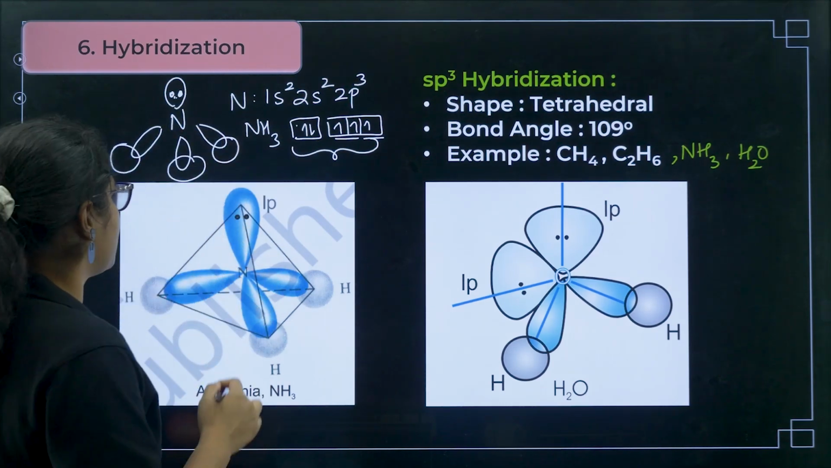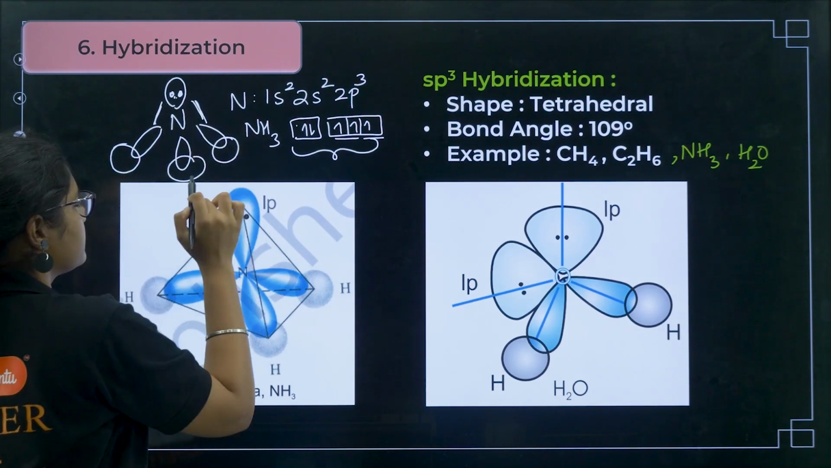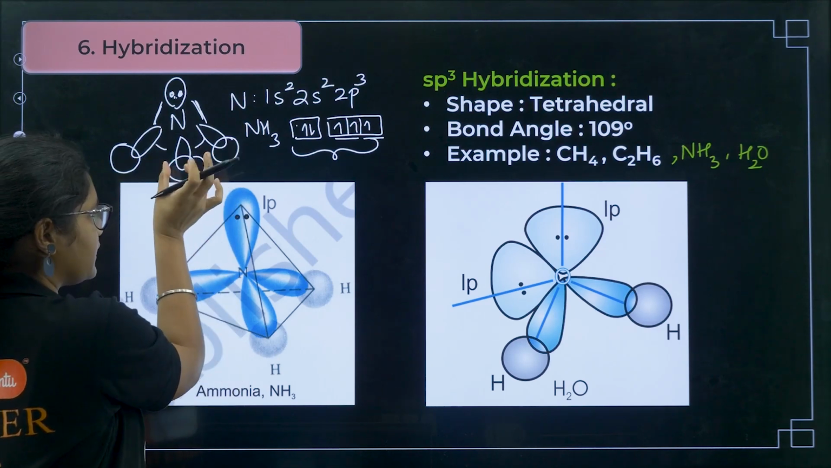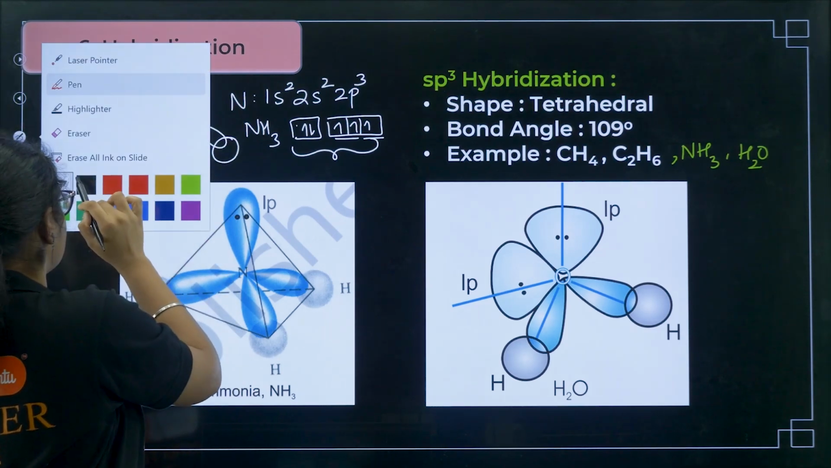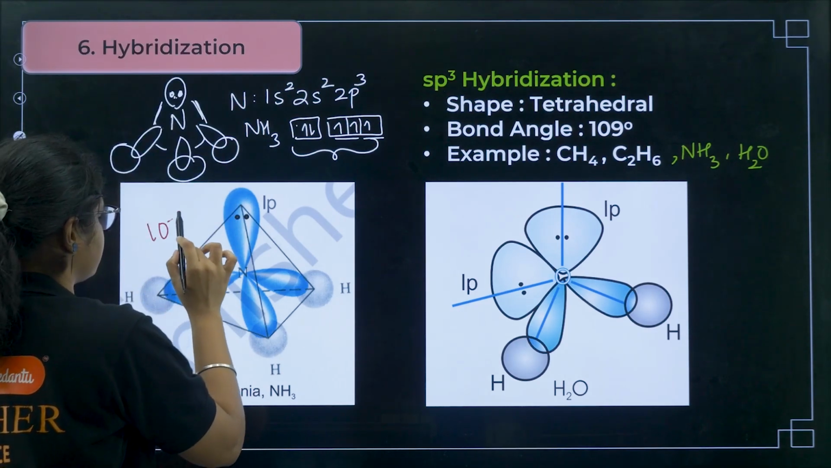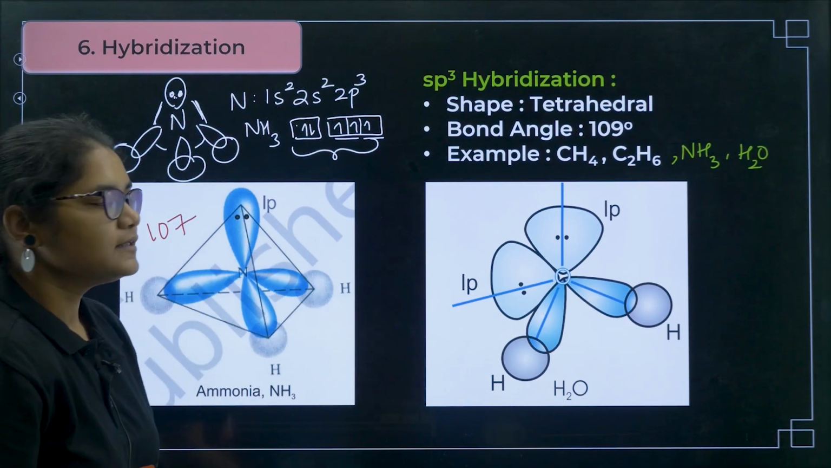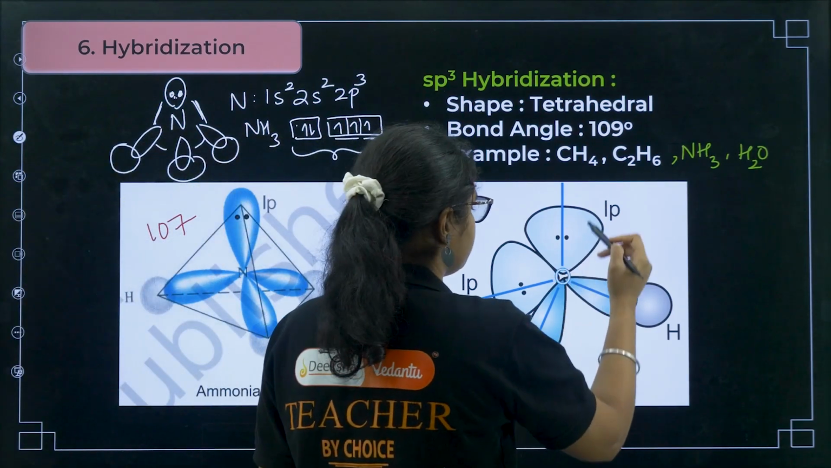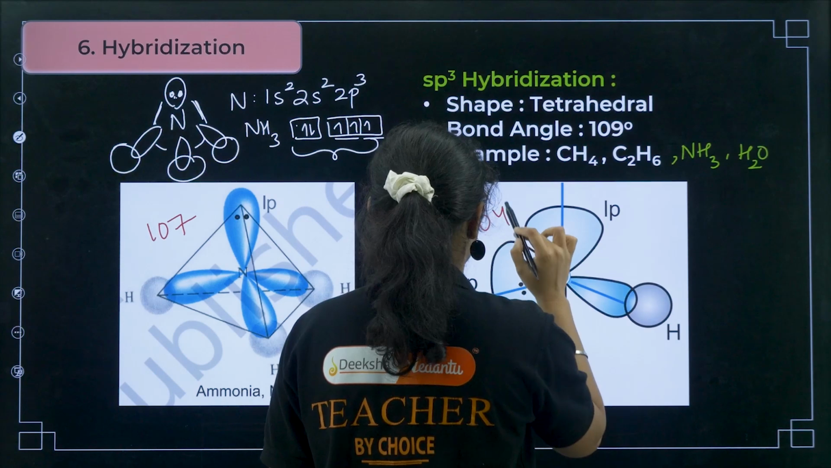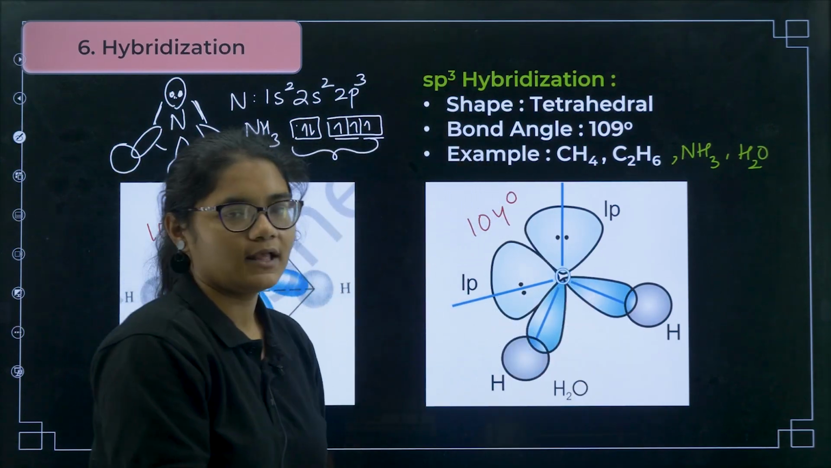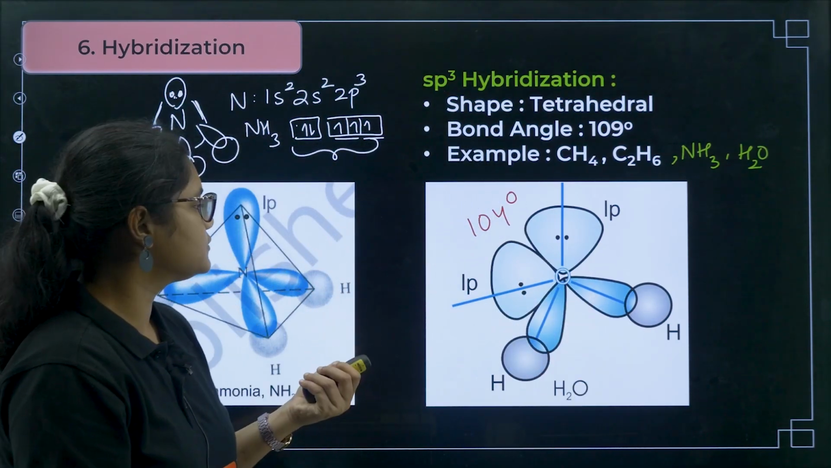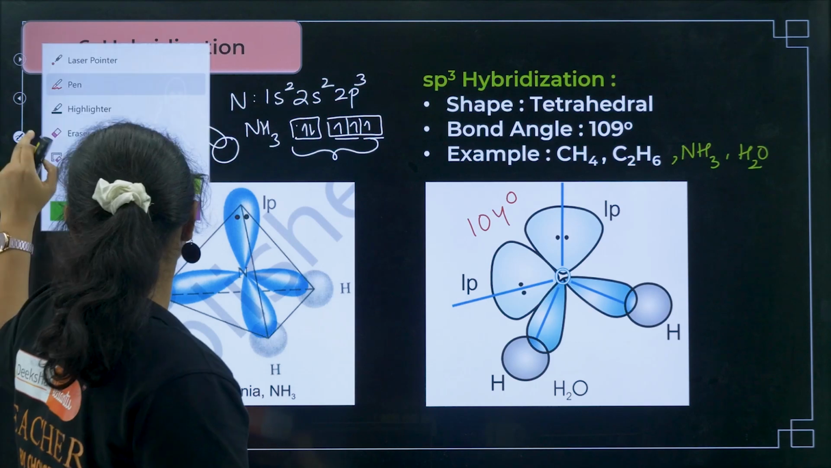Now for this lone pair, what will happen? There will be repulsion here, because of which the bond angle will shrink, and the bond angle here is not 109 but changes to 107 degrees. Similarly, you can see for water there will be 2 lone pairs and the bond angle here is 104 degrees. Clear? Let us discuss water in detail.